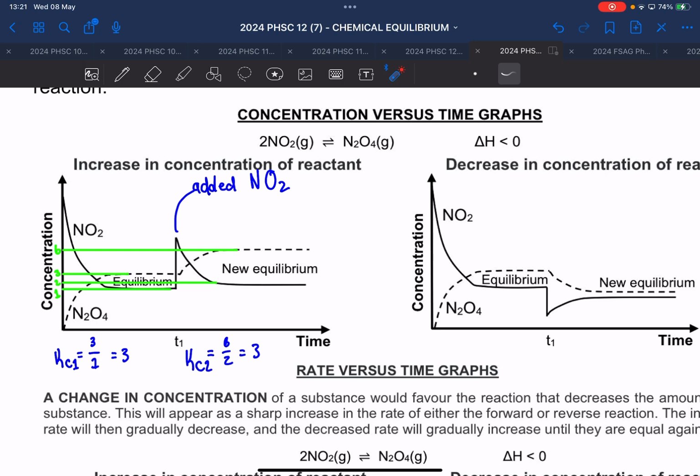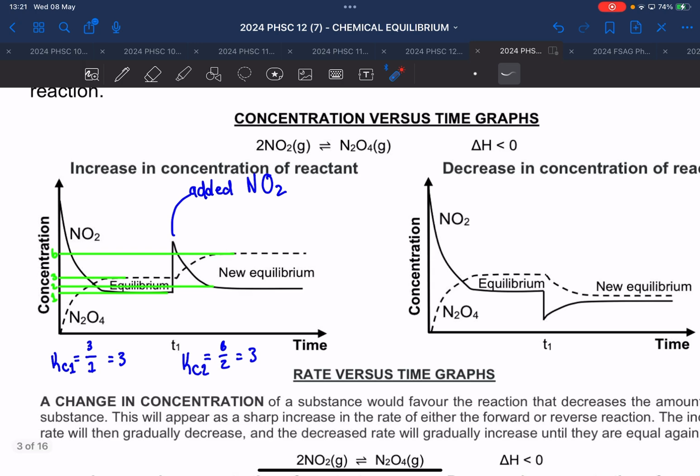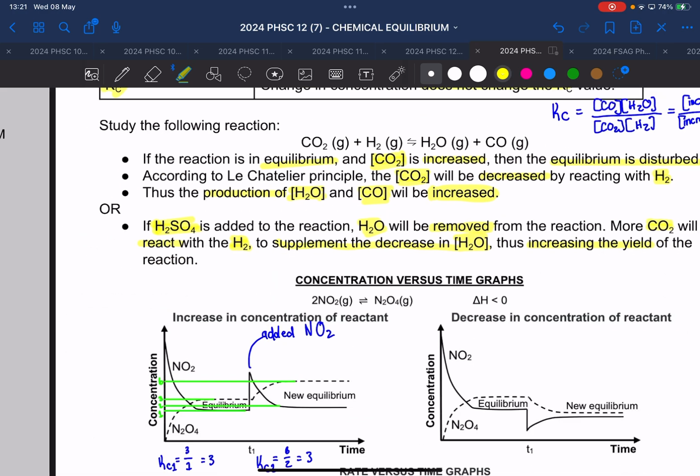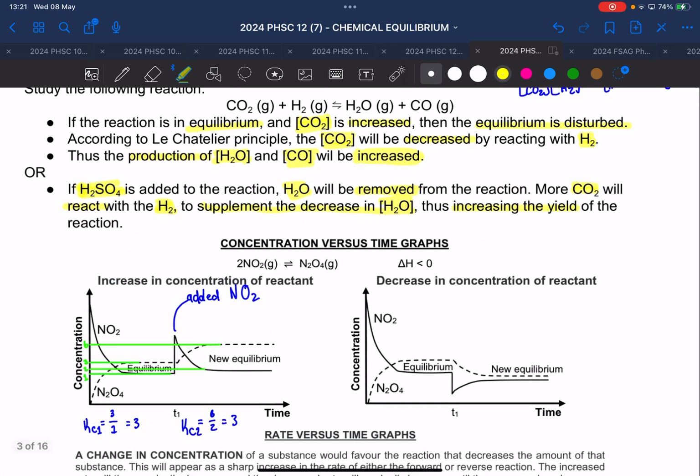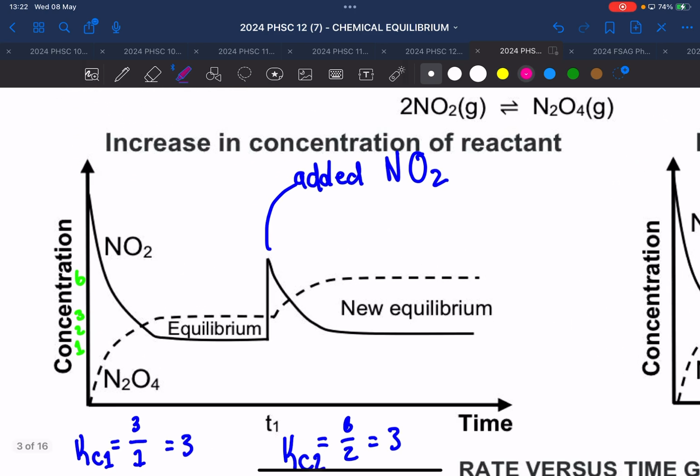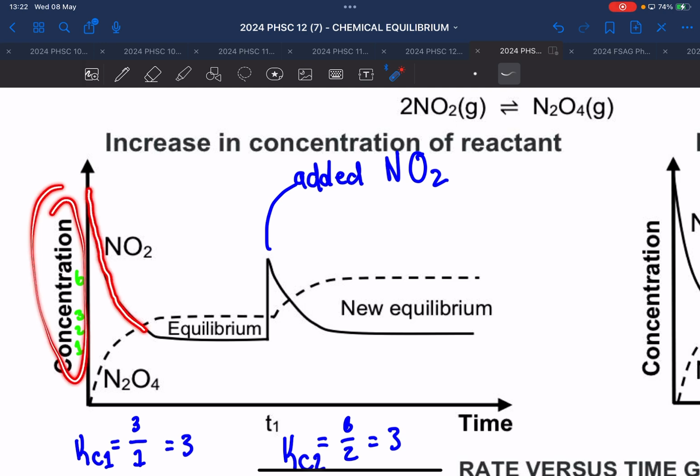Now we can look at the graphs. I forgot I haven't talked about the graphs with you guys. So we have two graphs, concentration versus time. Let me just remove these quickly so you can see better. In the first one, we increase the concentration of one of the reactants. Our reactant's concentration will go down because it's being used to form our product.